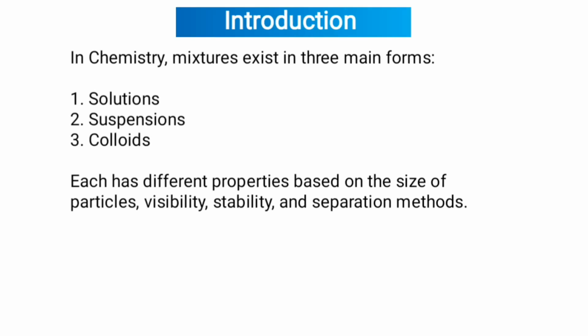In chemistry, mixtures exist in three main forms. The first one is solution, the second one is suspension, and the third one is colloids. Each has different properties based on the size of particles, visibility, stability, and separation methods.